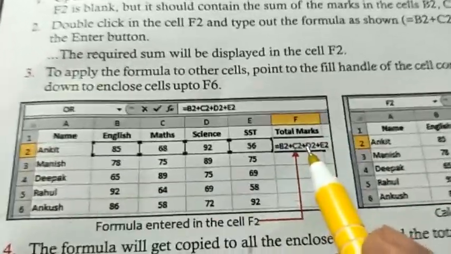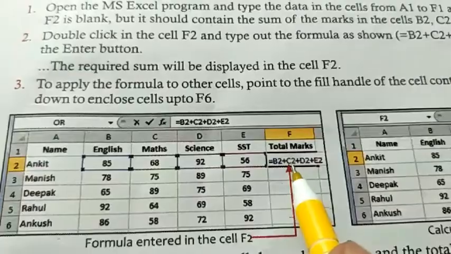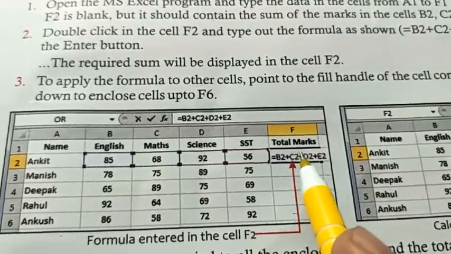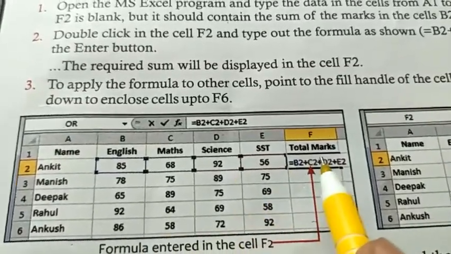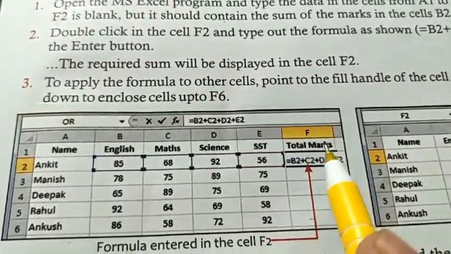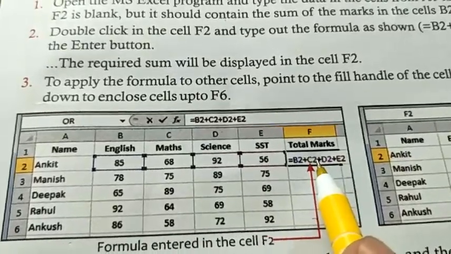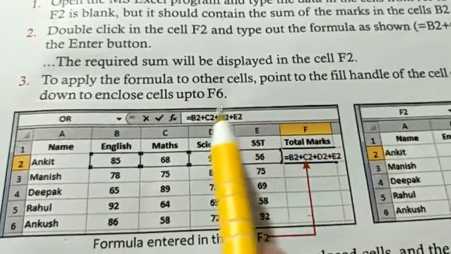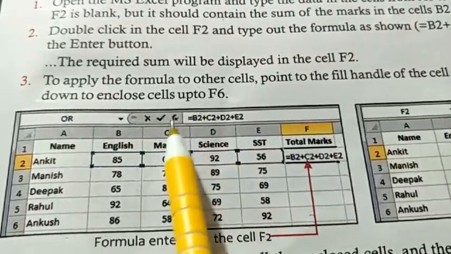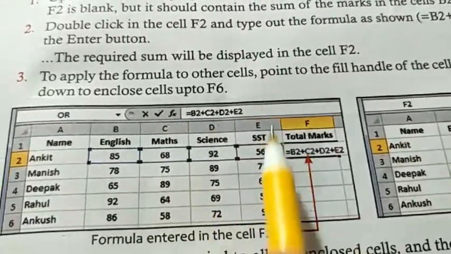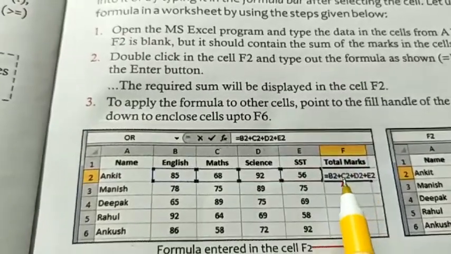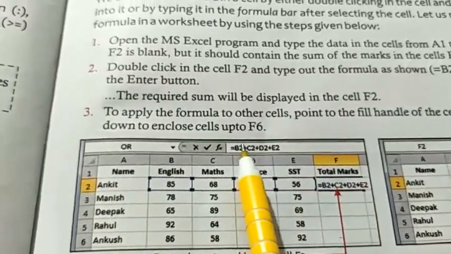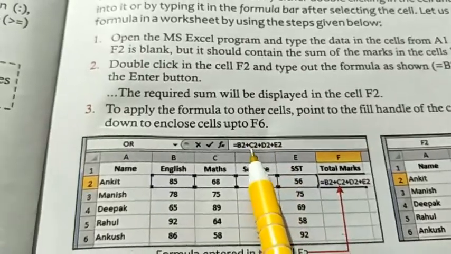First, where you want to display the total marks, you will click on that cell. I want to display the total marks in front of this row, in this cell, so first I will click here, and after that I will click in the FX bar. FX bar is called the formula bar. When you click here, this cell will be activated, so what you write will be displayed here. Now click on the FX bar and write down the formula.